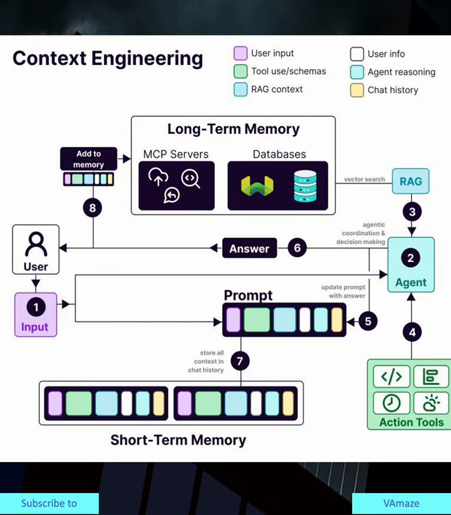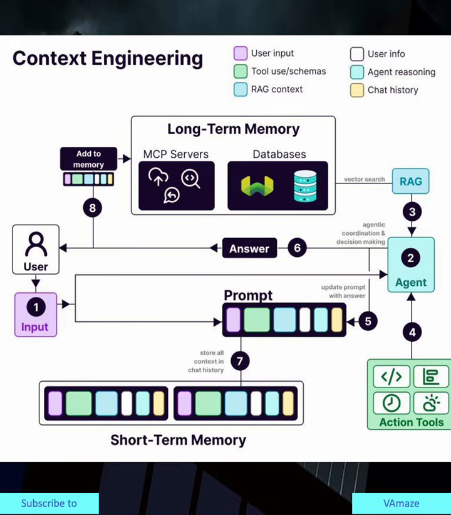Context overload, the information paralysis problem. Throwing everything available at an AI agent doesn't improve performance, it degrades it. Context overload occurs when agents receive too much information, creating decision paralysis and reducing response quality. Effective context engineering implements intelligent information hierarchies, relevance scoring, and dynamic context pruning to ensure agents receive optimal rather than maximal information.